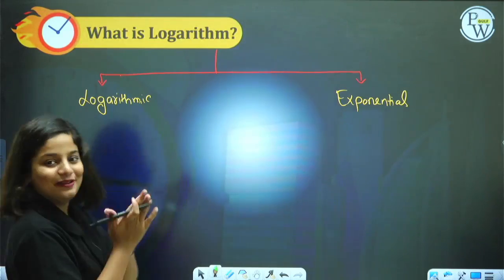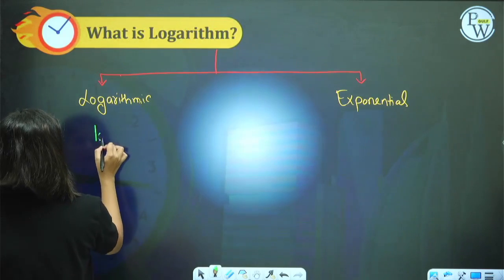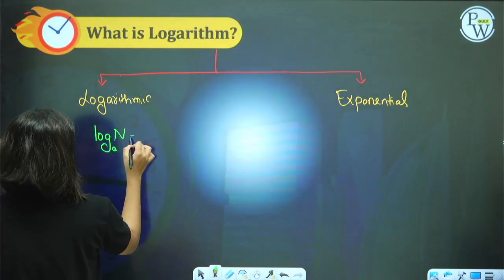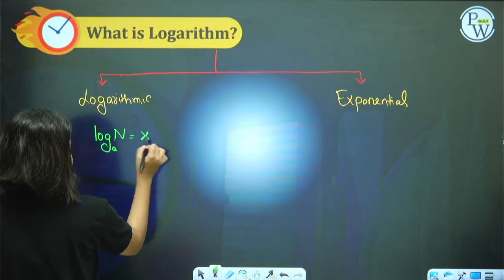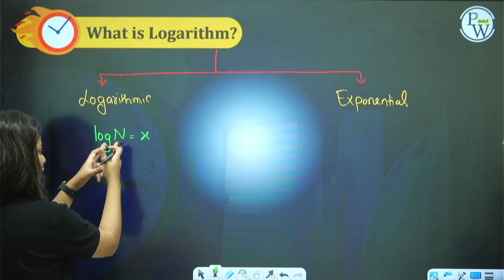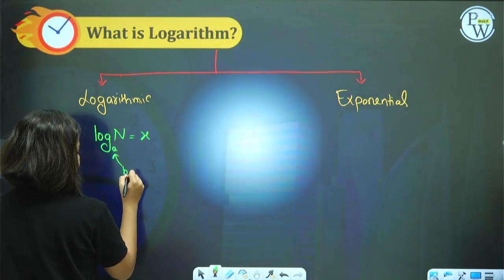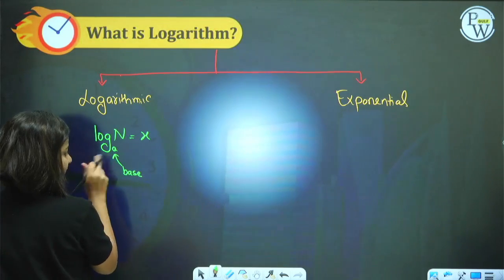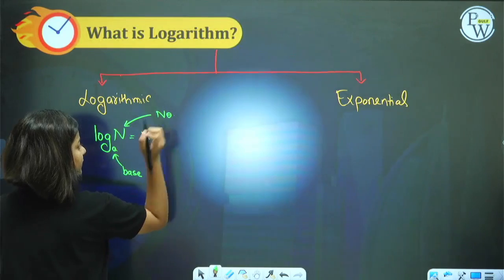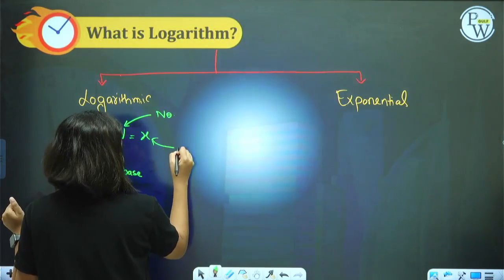Logarithmic form. Log n to the base a is equal to, let's say, x. This number a is called the base, n is called the number whose log you are finding, and x is called the index.